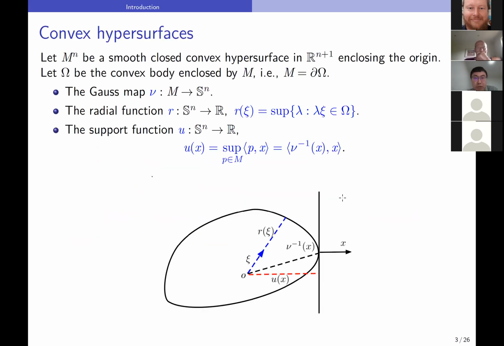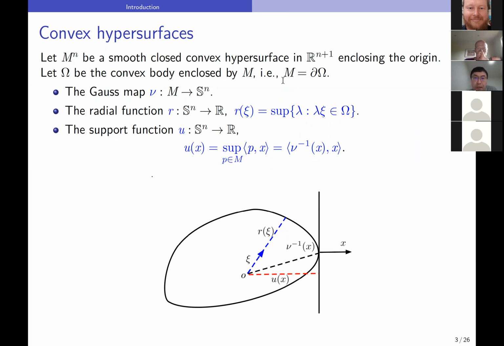First, let's recall some very basic facts about convex hypersurfaces. Suppose M is a smooth closed convex hypersurface in R^{n+1} enclosing the origin, and then M will bound the convex body omega. That is, M is just the boundary of omega. If M is convex, then we know that the Gauss map, which is the outward unit normal nu, is a diffeomorphism from M to the sphere S^n.